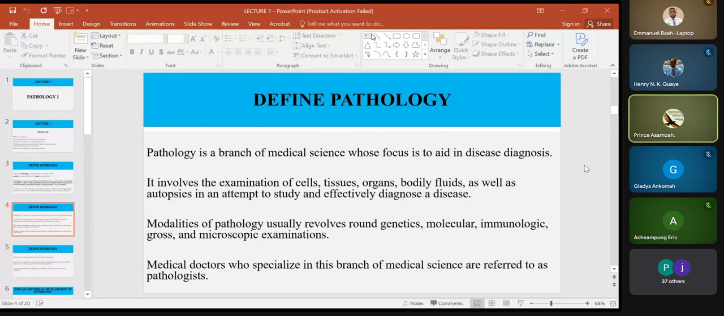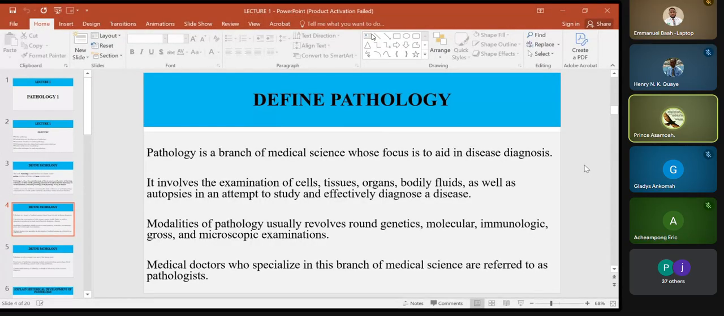Now, modalities of pathology usually revolve around genetics, so you can look at genetic pathology. Some people can specialize in there, and I think in physiology we'll be looking at that. Some can do medicine at the molecular level, the chemical level, what is happening there. Some people can go into immunologic, immune function and all that. Gross and microscopic examinations, all of them are modalities in which you can study pathology.